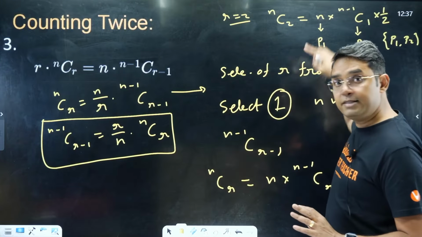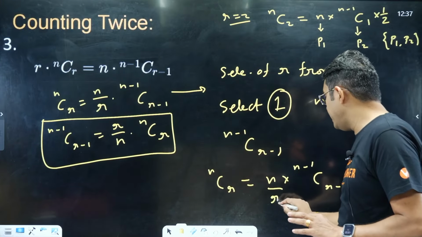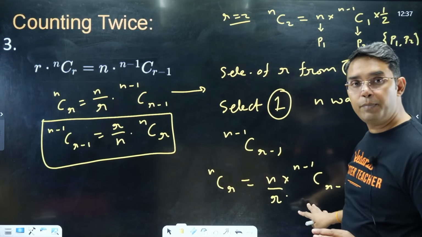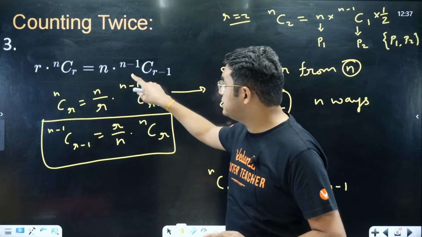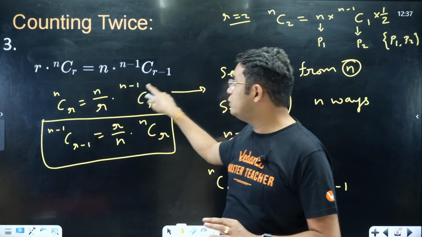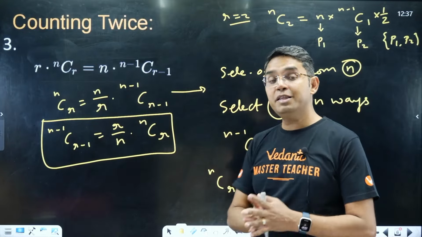So here the same logic if I apply, this r has to be divided to get this thing completely. So this result NCR is equal to n by r into n minus 1 CR minus 1 can come from there also.